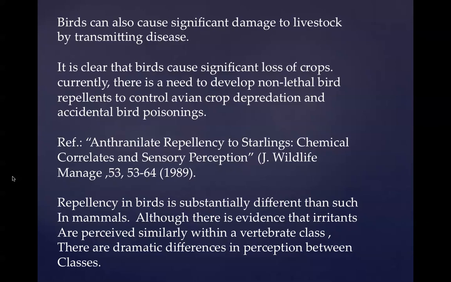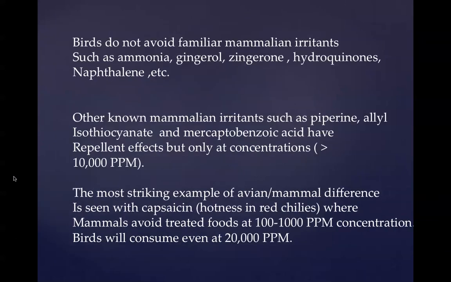Although there is evidence that irritants are perceived similarly within a vertebrate class, there are dramatic differences in perception between classes of vertebrates. That much is known for sure. Birds, for example, do not avoid familiar mammalian irritants that we all know as humans, such as ammonia, gingerol, zingerone, hydroquinones, naphthalene, etc. Other known mammalian irritants, such as piperine, allyl isothiocyanate, and mercaptobenzoic acid, have repellent effects on birds, but only at concentrations in excess of 10,000 parts per million.